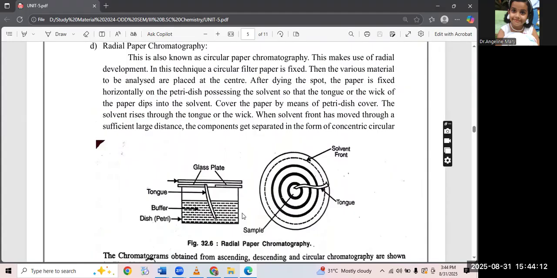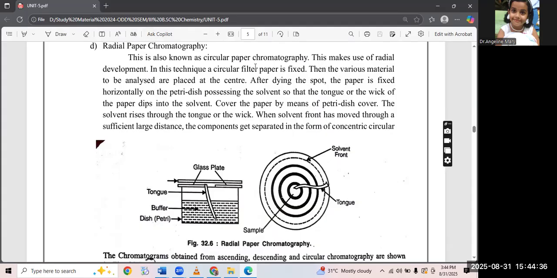The fourth method is radial chromatography. This is also known as circular paper chromatography, because the method shows a circular motion. This makes use of radial development, that is, radial movement.